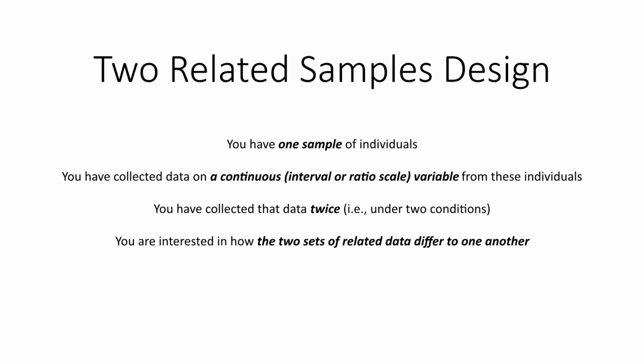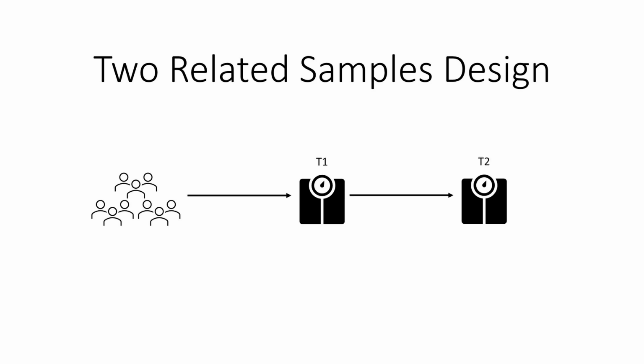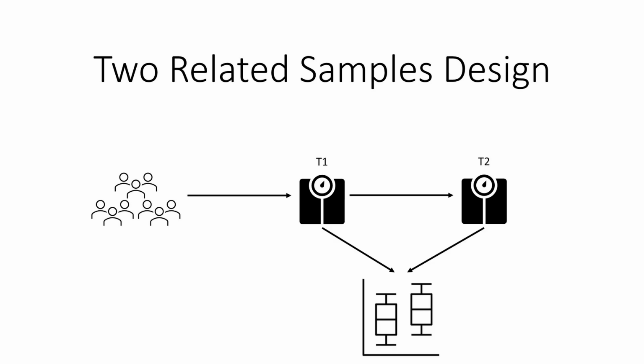So let's visualize a few different examples of this that might relate to research questions that you are designing studies for. You might have a single sample of individuals that you start off with, but you collect data, for example their body weight, at one time point, and then from the same sample of individuals you collect their data again at another time point. Now, because these measures have come from the same individuals, we say that we've got two related samples of data. It's one sample of individuals, but we've got two samples of data that we've collected and they are related to one another. And we may be interested in comparing those two samples of data.